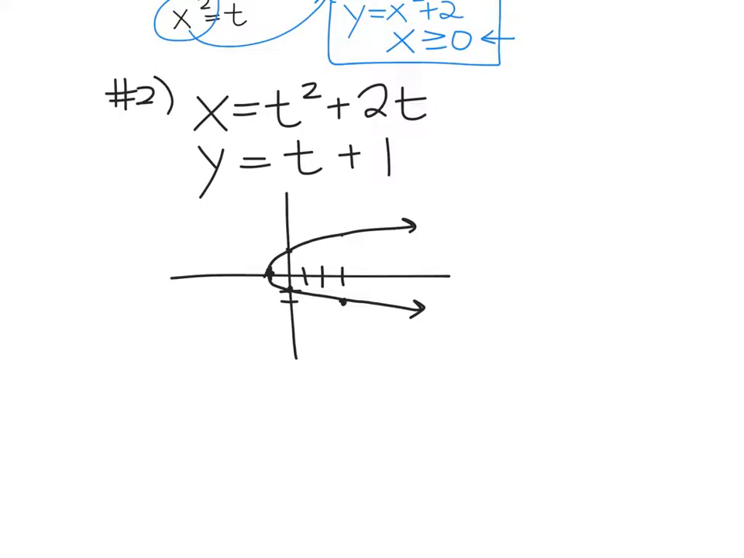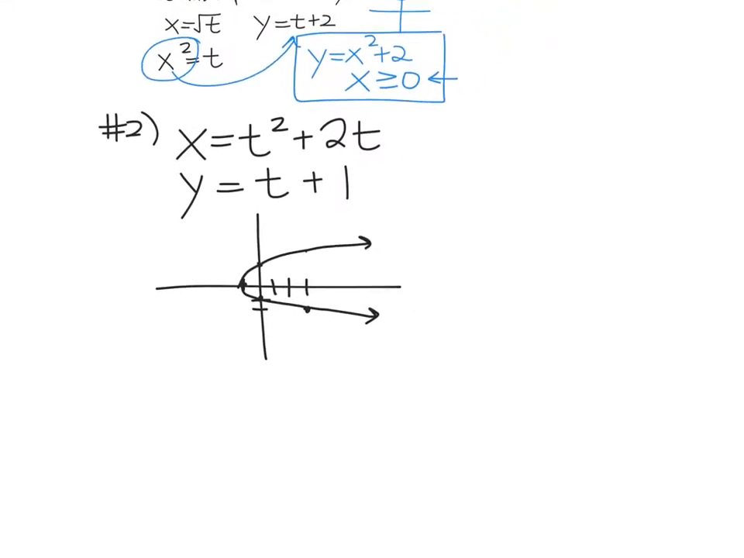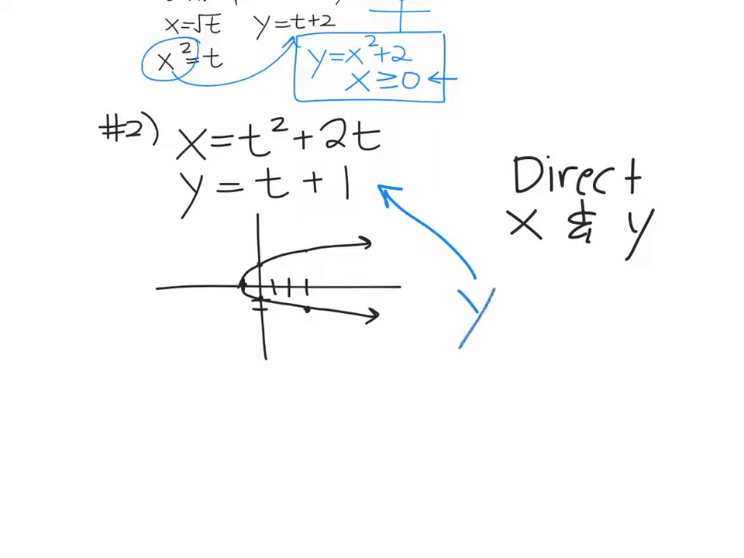Pretty cool, huh? Not a function, doesn't pass the vertical line test. Sideways parabola. And then if they ask you for a direct relationship between x and y, for this one, since it's not a function anyways, you can go ahead and go to y and solve for t there. You don't want to solve for t up here. That would be horrible. Just solve for t on the y by subtracting 1 over. So t is equal to y minus 1, right?